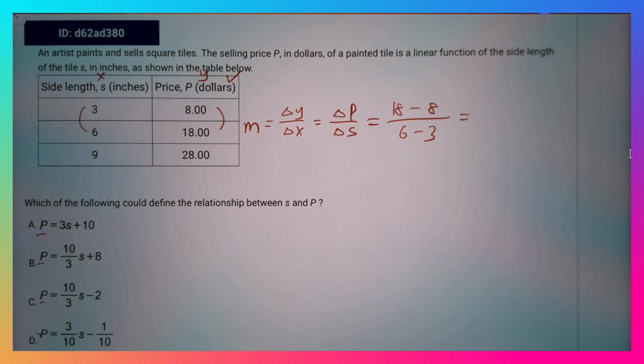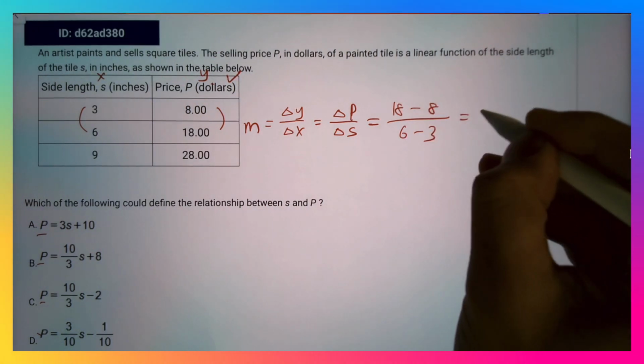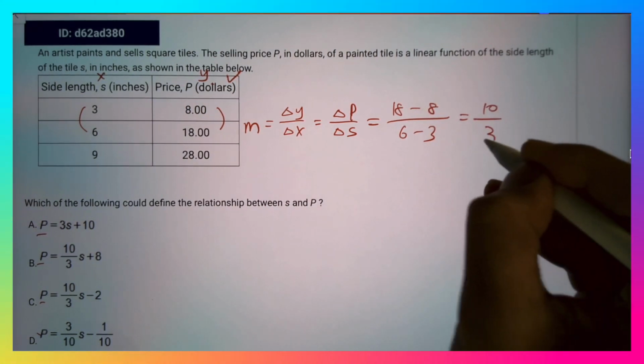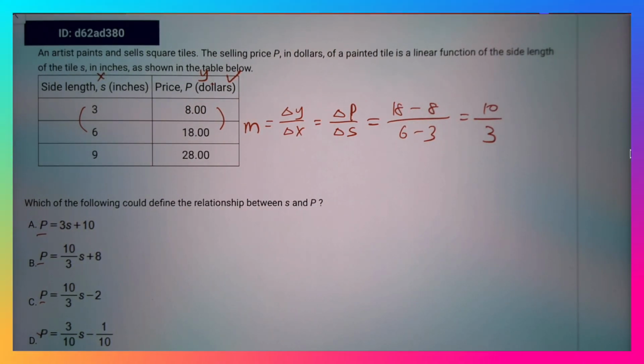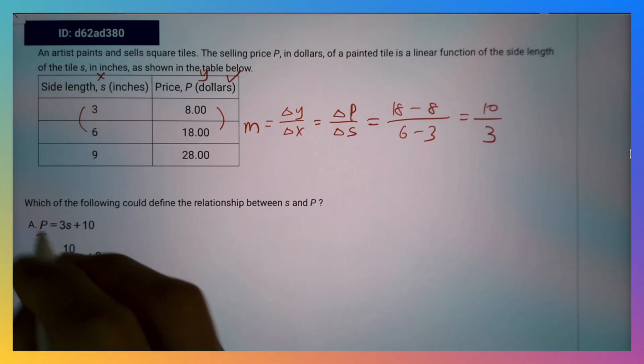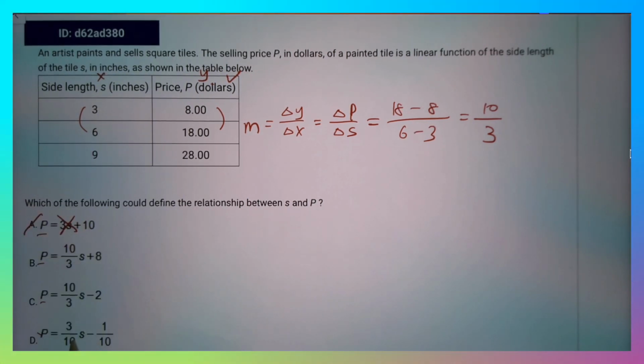If you don't mix them up, you're good. So 18 minus 8 gives you 10, and 6 minus 3 gives you 3. So we got the slope of 10 over 3. That means we can eliminate choice A and choice D.